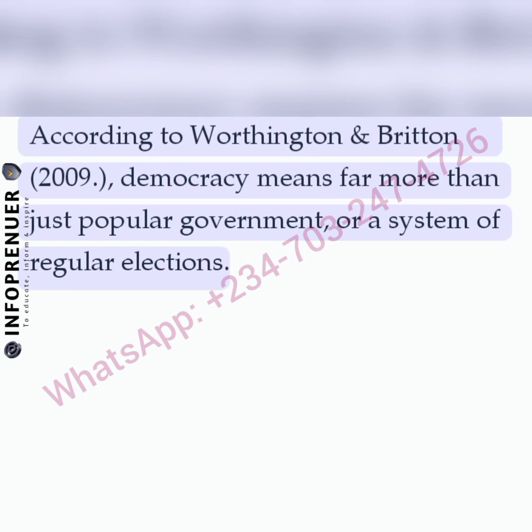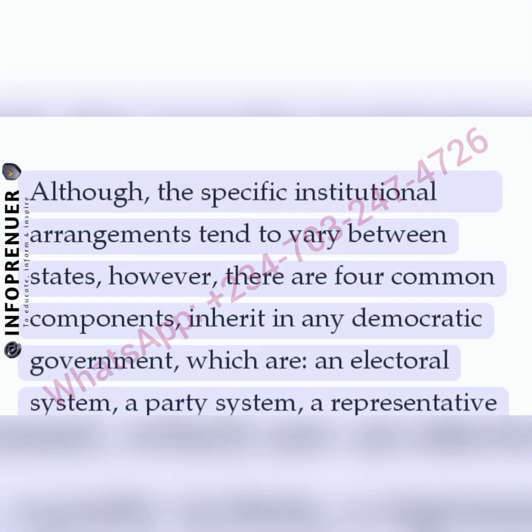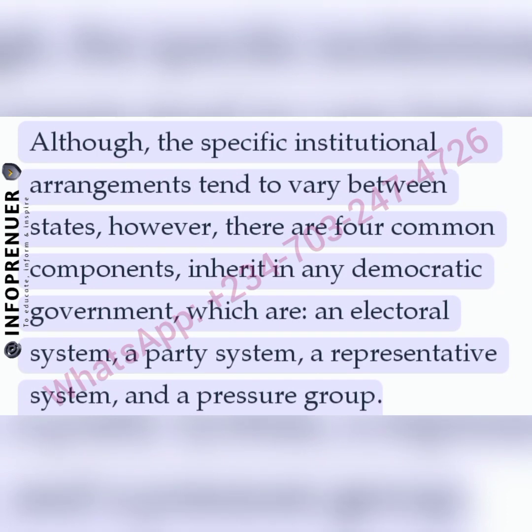According to Worthington and Britton, 2009, democracy means far more than just popular government or a system of regular elections. The democratic approach to government implies the existence of a complex array of institutions and processes through which the wishes of the people are articulated and carried out. Although the specific institutional arrangements tend to vary between states, there are four common components inherent in any democratic government, which are an electoral system, a party system, a representative system, and a pressure group.